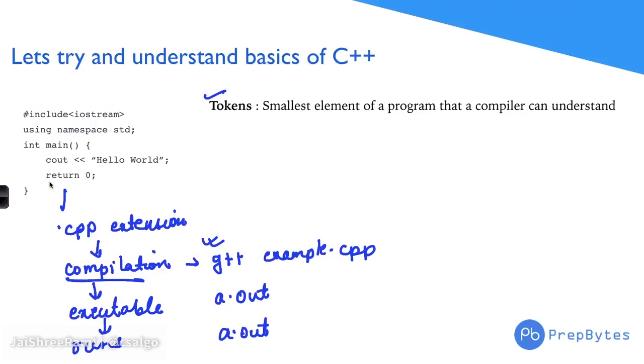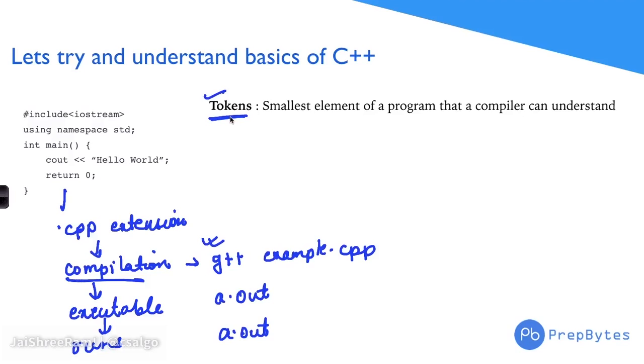So now, everything that a compiler can understand is a token. Just like when we are conversing, the smallest element that we have is a word, right? Everything that we can understand, be it a noun, be it an adjective, be it a verb, we can say it is a word. Similarly, we have tokens here. The smallest element of a program that the compiler can understand is called a token.